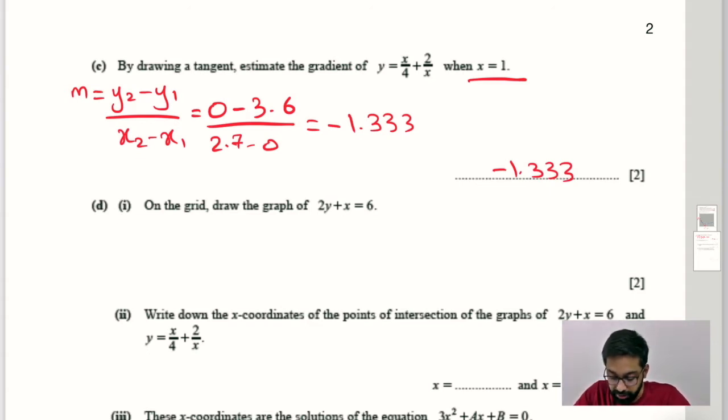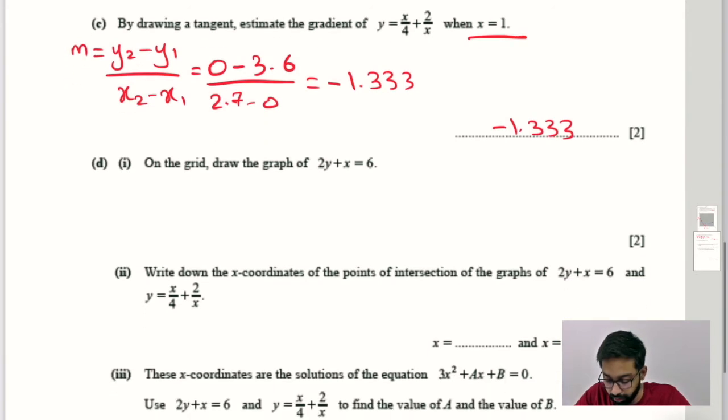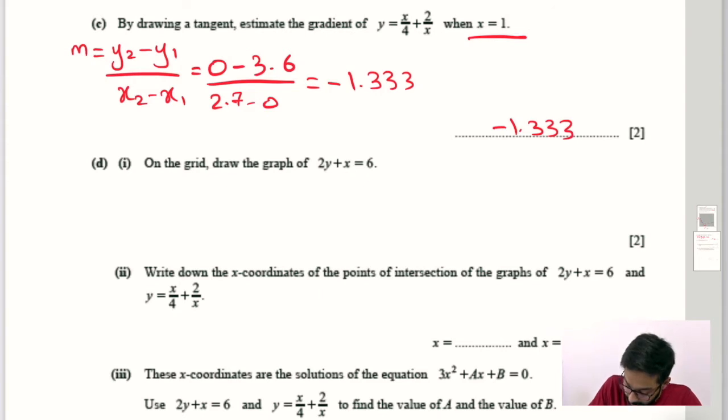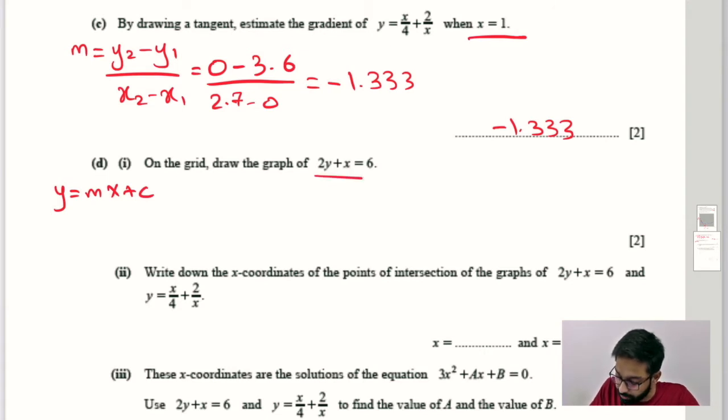The next part says, on the grid, draw the graph of 2y plus x equal to 6. Now, in order to draw the graph of this line, you need to first convert this into a standard equation. This is what standard equation looks like: y equal to mx plus c. Now, this equation is not in the form of y equal to mx plus c. So what we do is we move around the variables and the numbers.